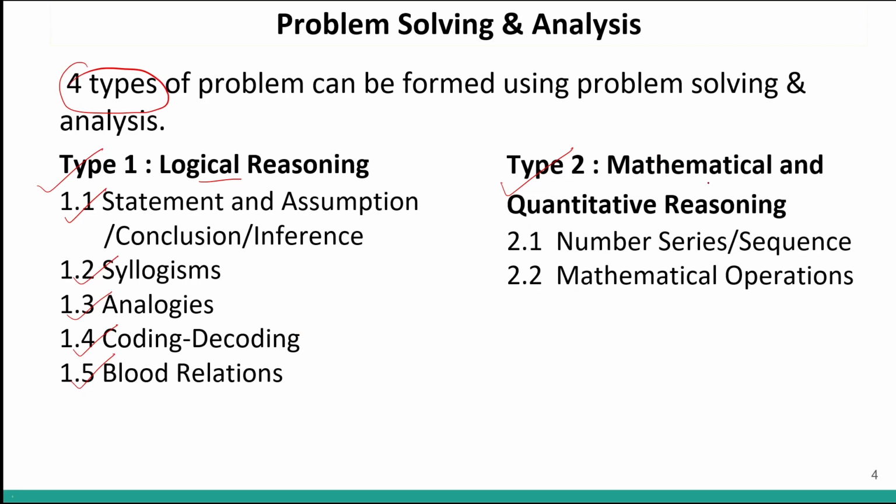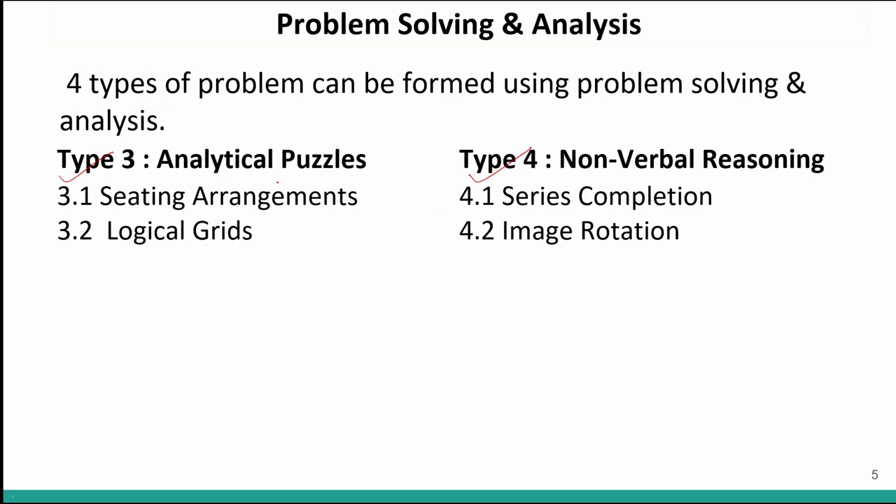Analogies and coding and decoding we have already done in detail, so this is just a quick recap for you. Then mathematical and quantitative reasoning, number series and sequence, and mathematical operations. Again, number series is also something that we have already discussed. Then we get analytical puzzles, that is seating arrangements and logical grids. And type 4 is non-verbal reasoning, which is series completion and image rotation.